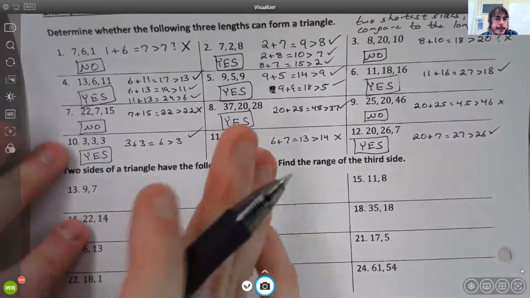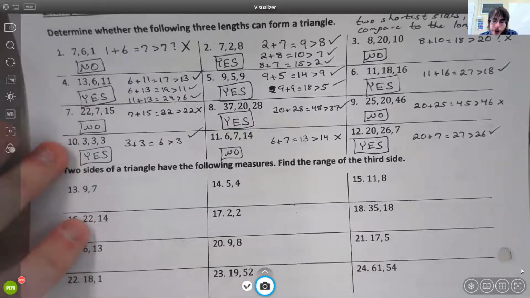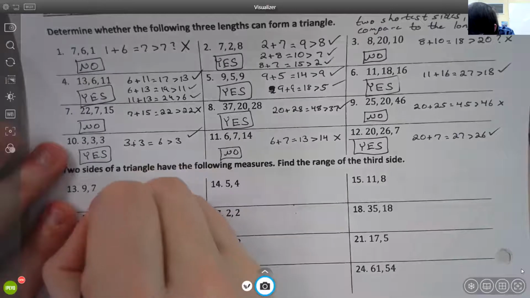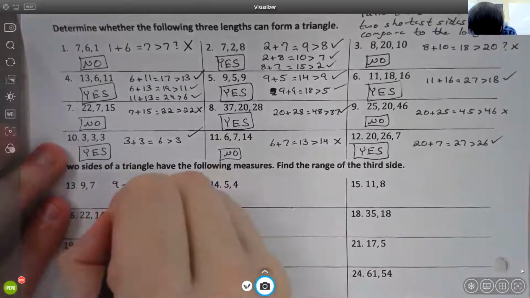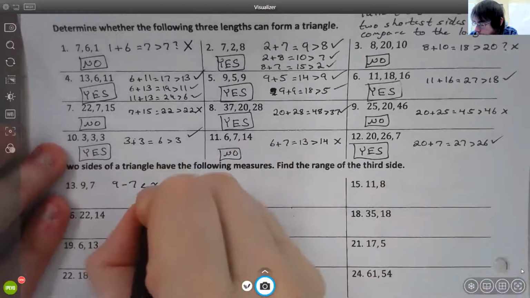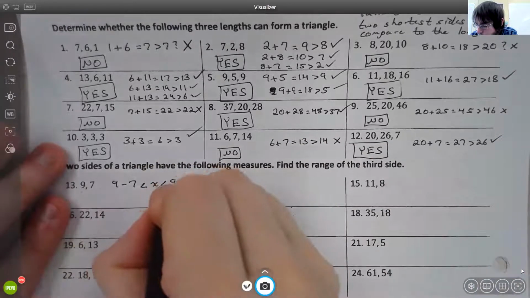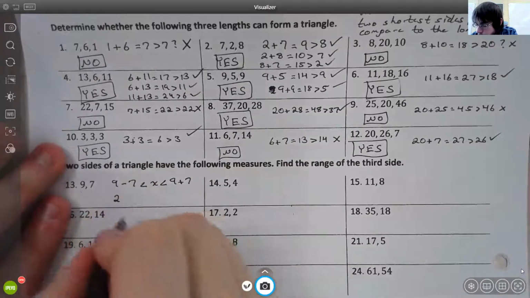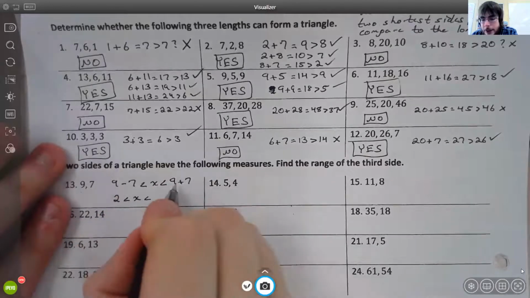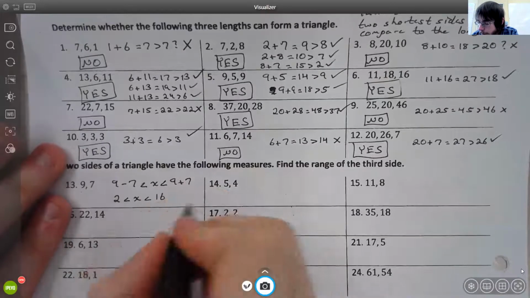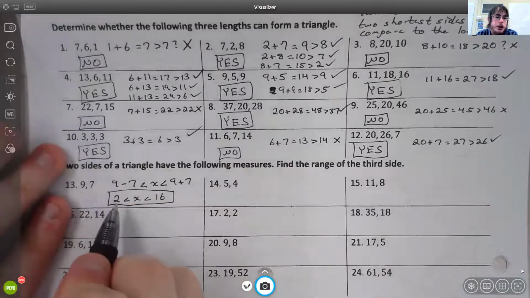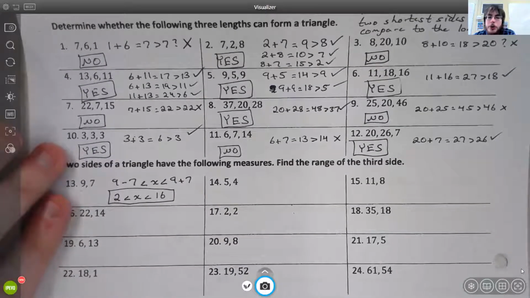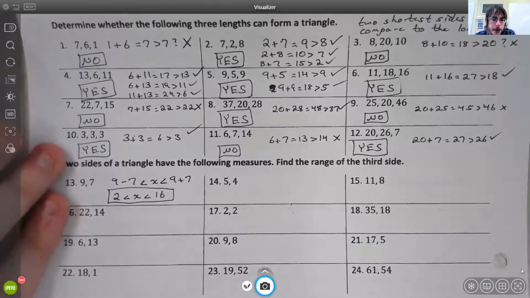So I'm going to write this as the inequality just all in a line, okay? The way I'm going to write it, I'm going to take my larger number and subtract my smaller number. So 9 minus 7. Then I'm going to write less than X, and then less than, and then 9 plus 7. 9 minus 7 gives us 2, less than X, less than, and then 9 plus 7 is 16. So X has to be between 2 and 16. It can't be less than 2, it can't be more than 16, and it can't be equal to them either.